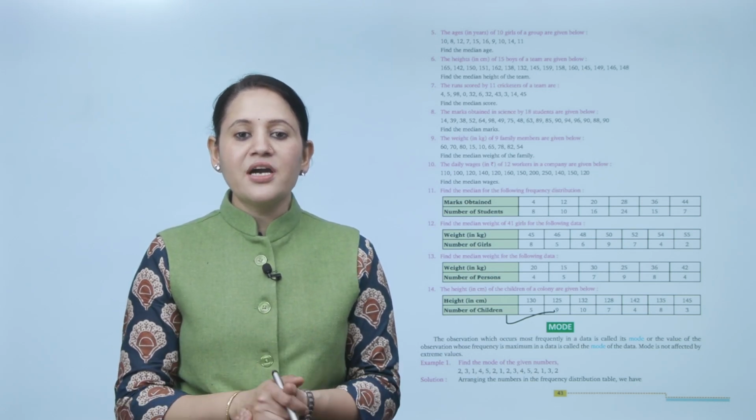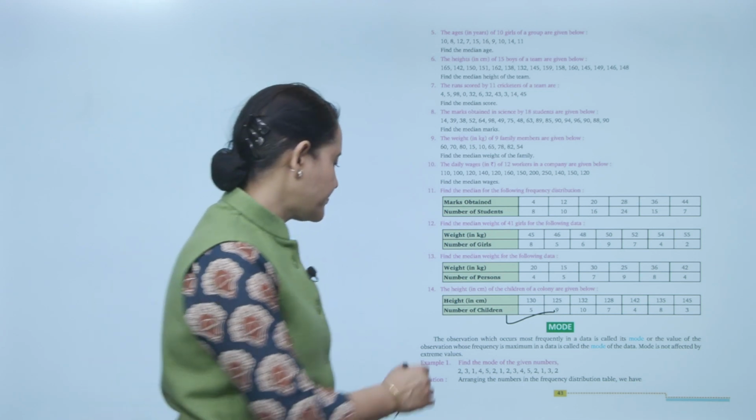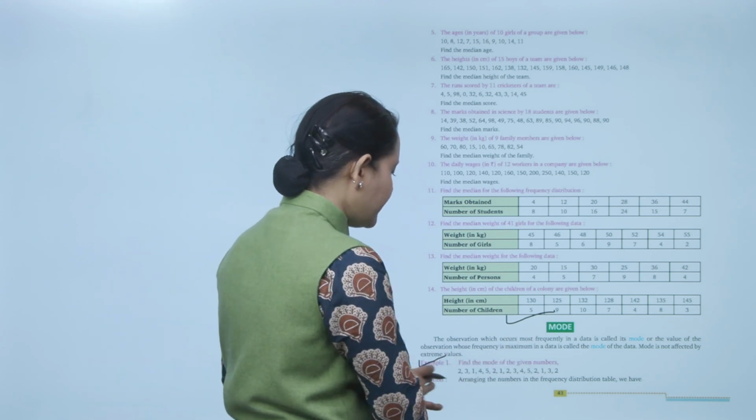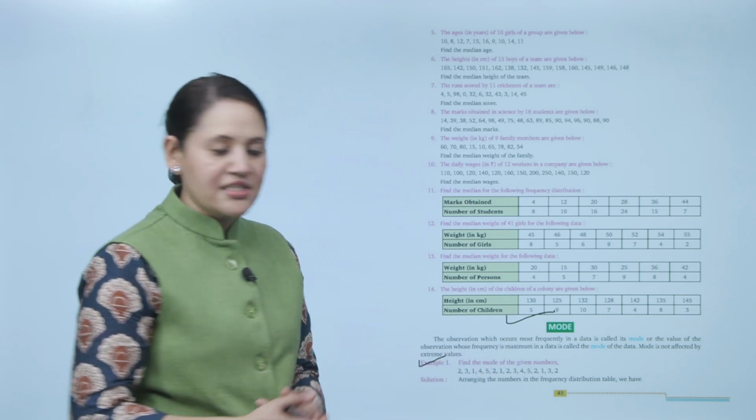Take an example. Find the mode of the given data. So this is our data. First we'll arrange the numbers in a frequency distribution table.